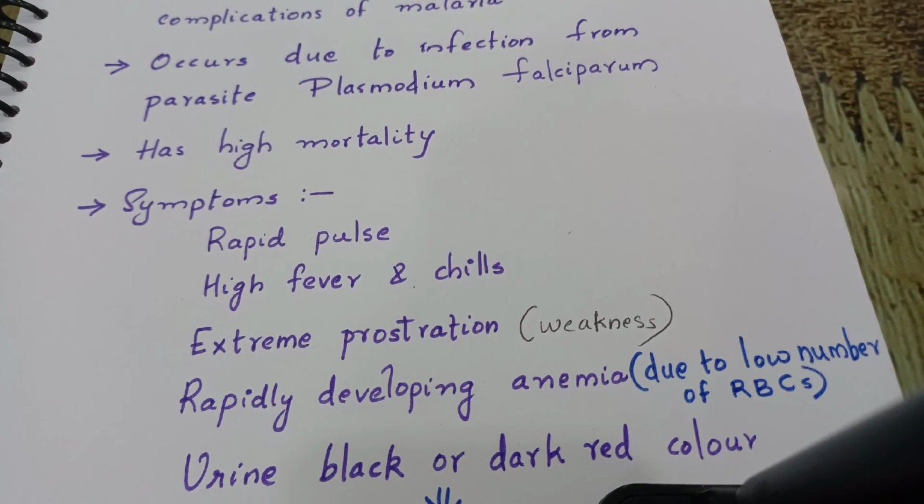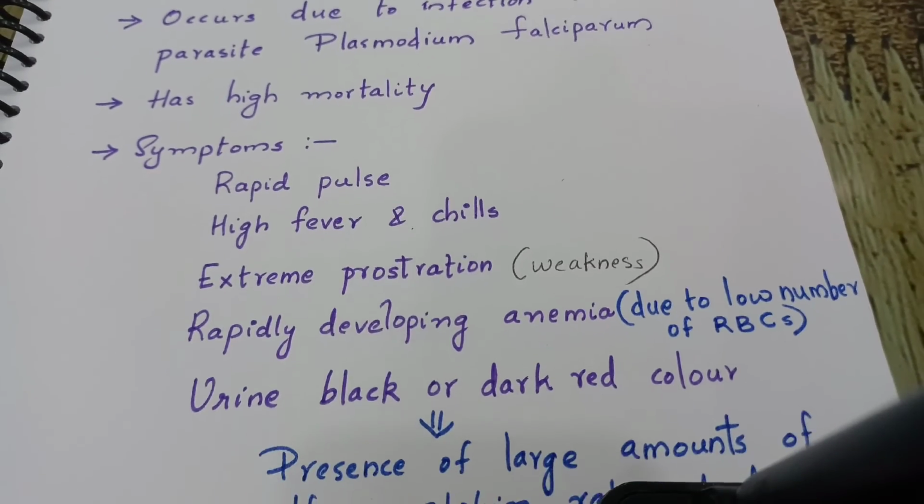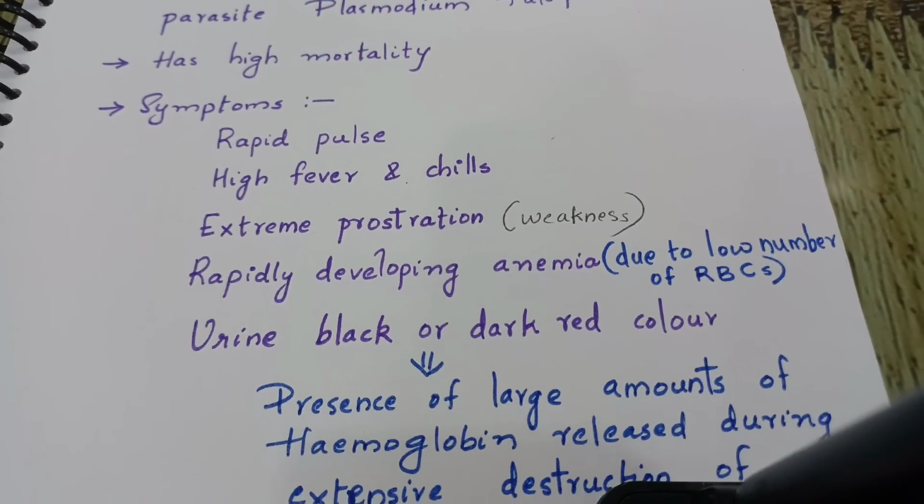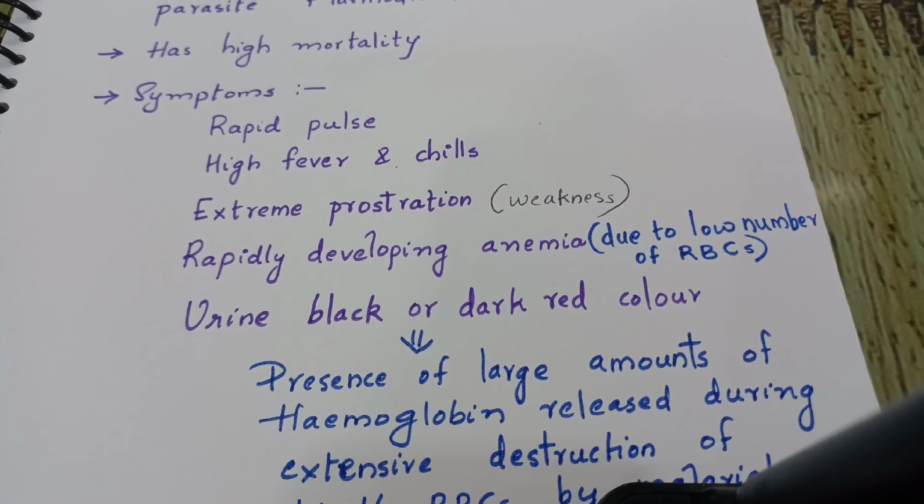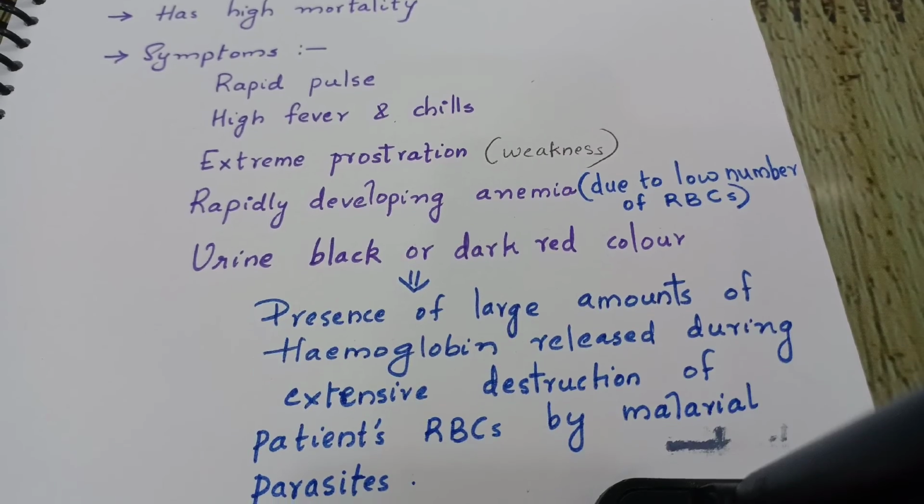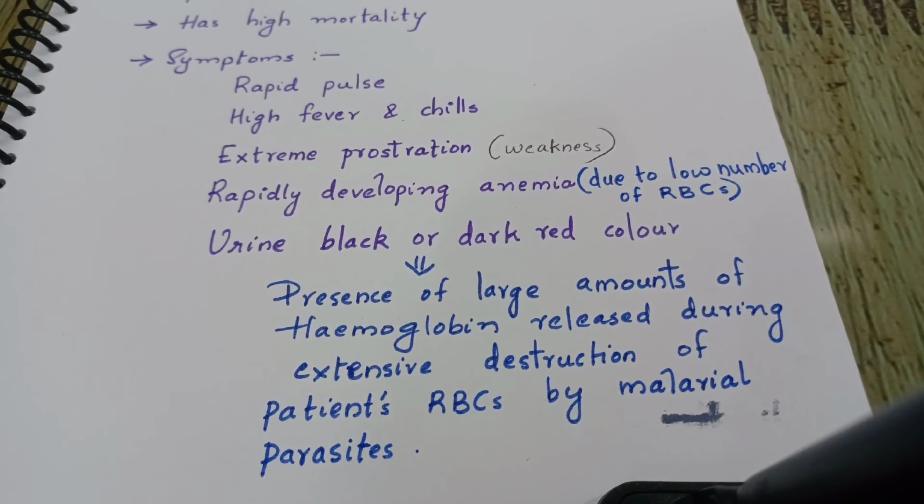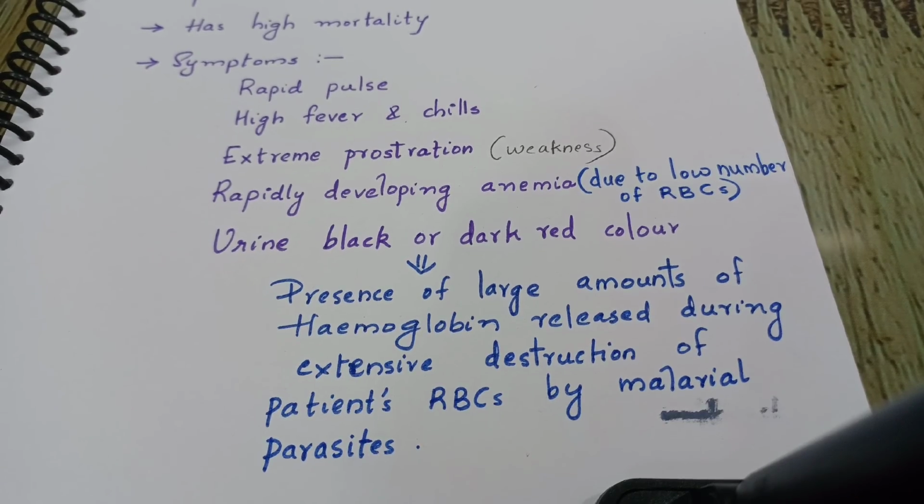Urine color may be black or dark red. And the reason for this is the presence of large amounts of hemoglobin released during extensive destruction of patients' RBCs by malarial parasites. Now, here we reach the end of the discussion of antimalarial agents.